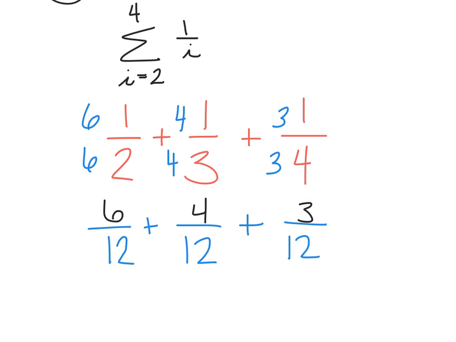So I had 1/2 plus 1/3 plus 1/4, and then I said, okay, in order to add fractions, I need a common denominator. I went with 12. So I said, all right, to make this a 12, I'm going to multiply by 6 over 6, 4 over 4, 3 over 3. So that leaves me with a total of 6 plus 4 plus 3, 13 over 12.